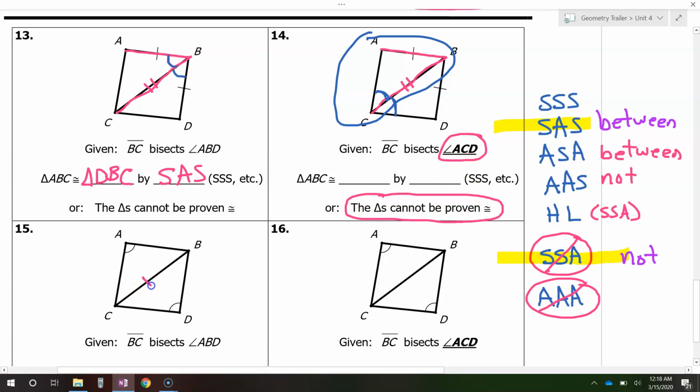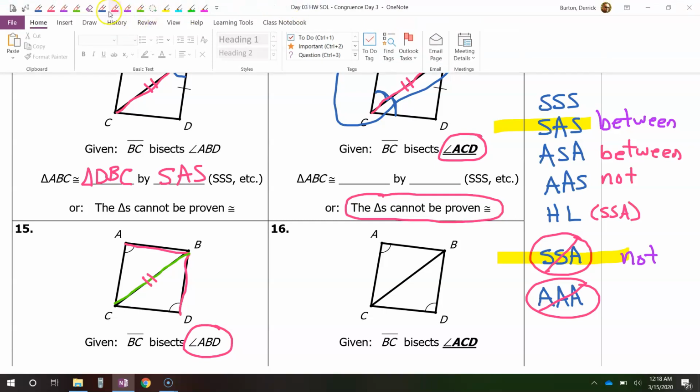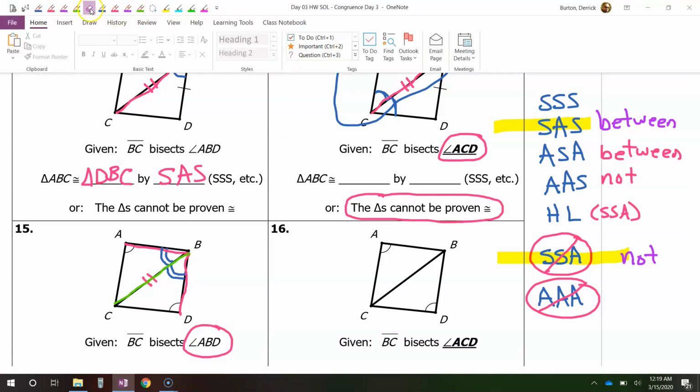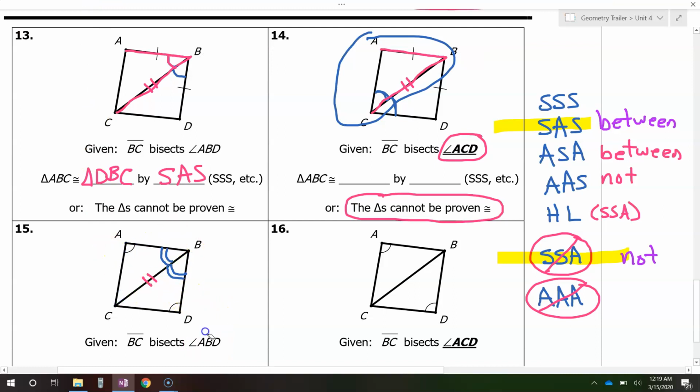All right, number 15. Here's a shared side. Boom. Let's mark that. But here we have the bisect happening again. Start with the angle that is being bisected. Angle ABD is right here. A, B, D. Segment BC is bisecting. So segment BC is cutting the red angle in half. That means that this half is going to be congruent to this half. You know what? I should use a double swoop since the single swoop is already taken. Okay. So these are the parts that I know are congruent.